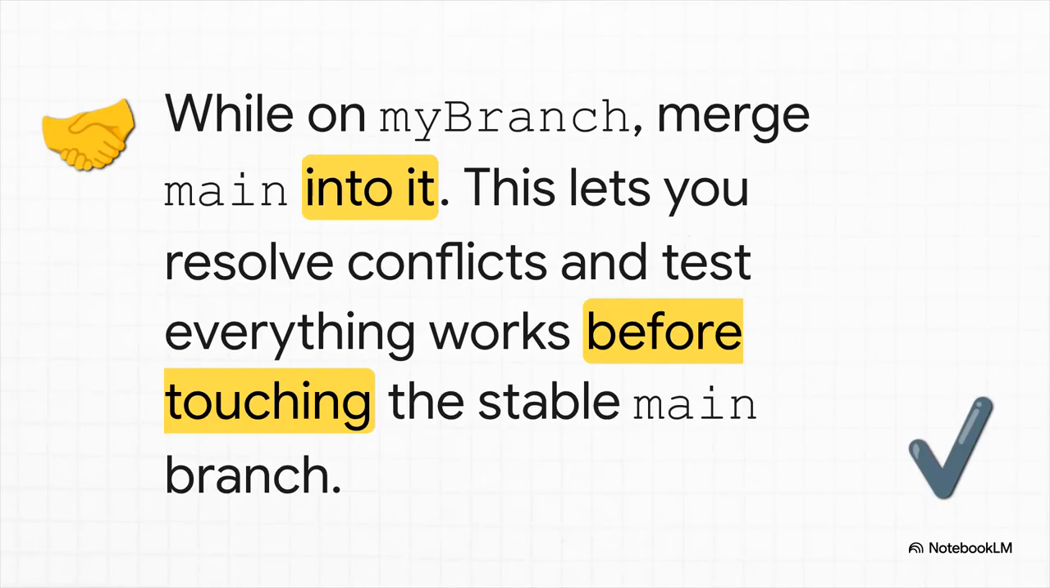Now, before we go any further, here is a huge pro tip. The safest thing to do is not to merge your branch into main right away. Instead, you switch back to your branch and you merge main into it. So you run git merge main while you're on my branch. Why would you do that? Well, this pulls any new updates from the main version into your experimental space. It lets you fix any conflicts or test for bugs right here in your own safe little sandbox before you ever touch the clean, stable main branch.